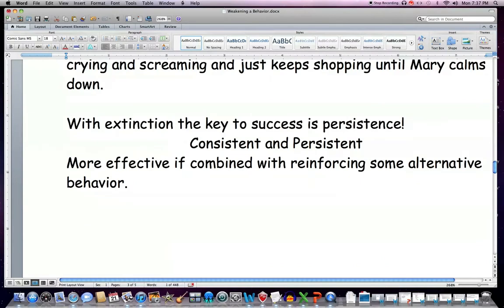The thing about this is, and like I said, it's tough, but the keys are being consistent and persistent. Okay, you have to be very stringent about this. You can't give in. And this is more effective if it's combined with reinforcing some alternative behavior. If the parent can try to reinforce some other kind of behavior, such as expressing yourself calmly and clearly, okay, if that goes along in conjunction with reinforcement removal, it tends to be much more effective. And we'll look at some more in the next recording.